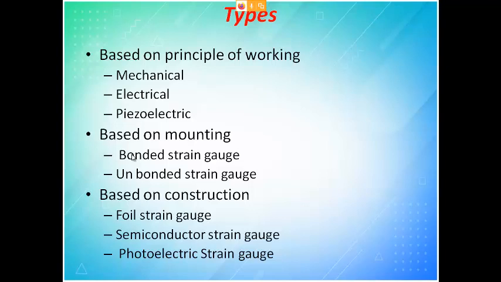Then based upon the construction, you call it a foil strain gauge. Then comes the semiconductor strain gauge, and then the photoelectric strain gauge. All these are developments in the future. Initially they started only with mechanical. Once the field of electronics came into the picture, everything went into semiconductors, we all know.